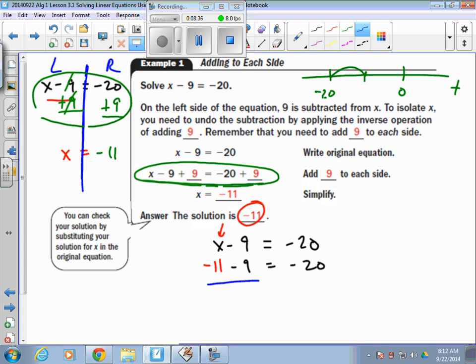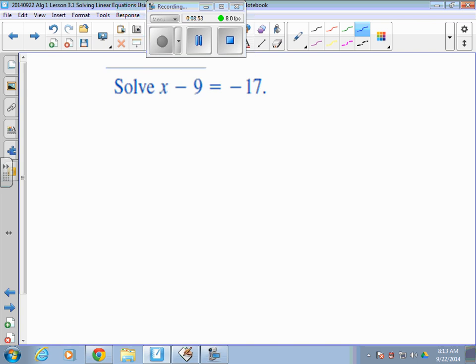Negative 11 minus 9, you're not moving across the equal sign, so you just combine those two. Starting at negative 11, minus 9 means to go this way 9 times. You get negative 20 equals negative 20. That's a true statement. Okay, take about 15 seconds to do this one.